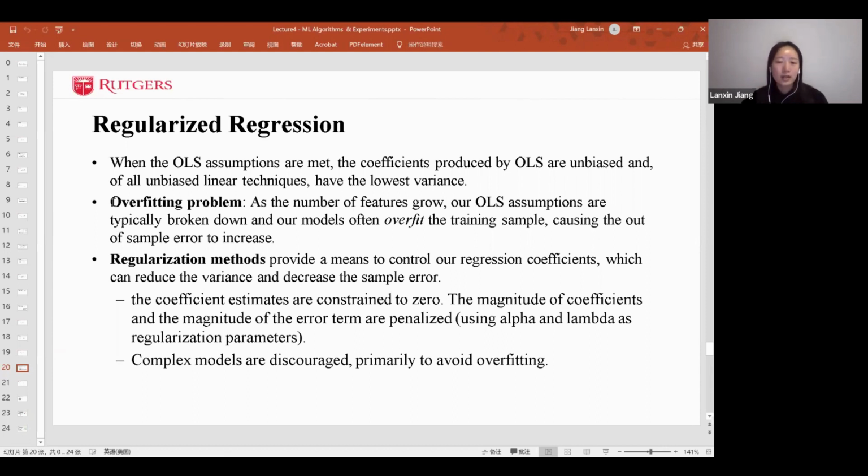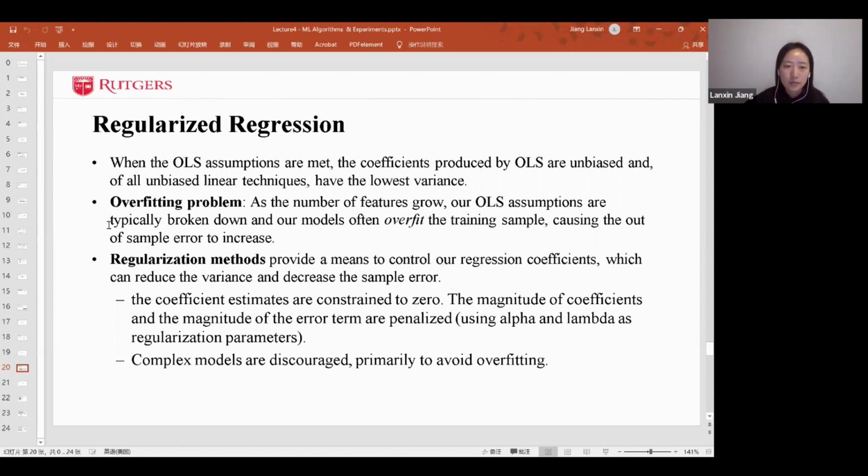So that is called overfitting because it fits the complex training sample too well to make good predictions for new datasets, or it fits the training set too well that it has bad generalization ability to new data points. And one method to solve the overfitting problem is the regularization methods. So it controls the regression coefficients, reduces the variance, and decreases the sample error.